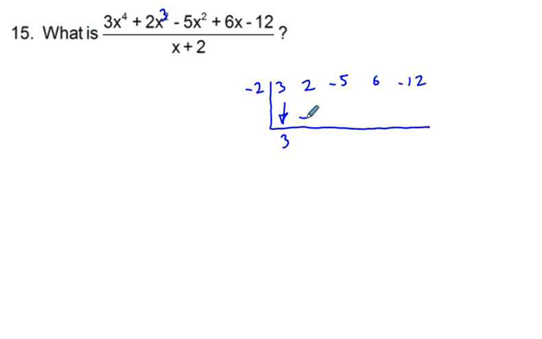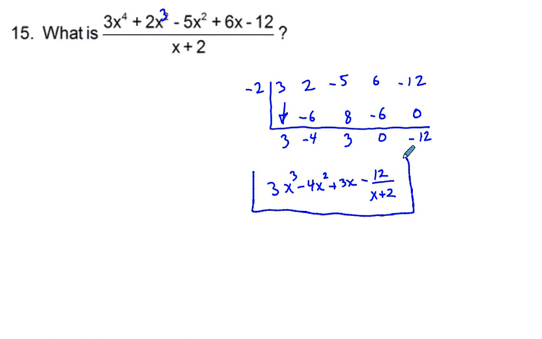-2 times 3 is -6. 2 plus -6 is -4. -2 times -4 is 8. -5 plus 8 is 3. -2 times 3 is -6. And 6 plus -6 is 0. -2 times 0 is 0. So -12. So our answer, or quotient, is 3x cubed minus 4x squared plus 3x, and then we have plus 0 minus 12 over x plus 2. And so this is going to be our answer to this last problem here.